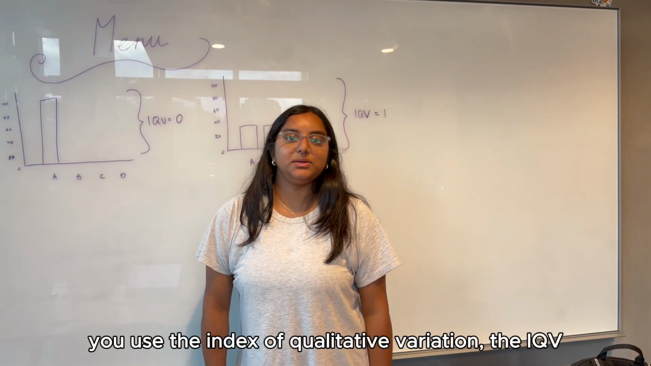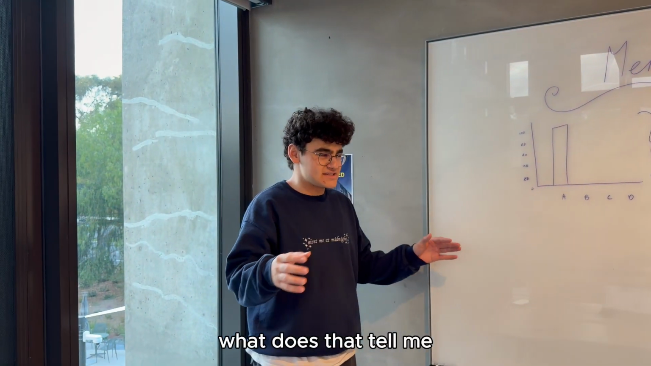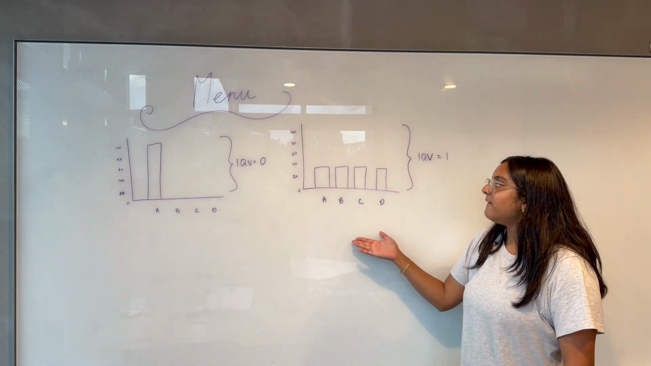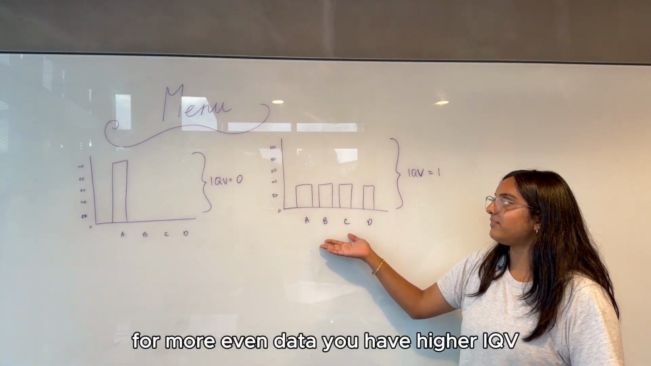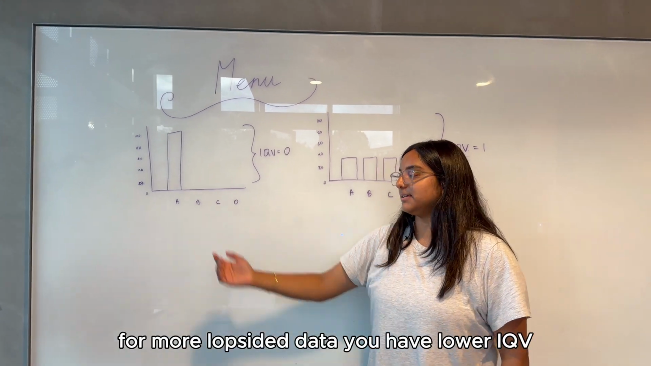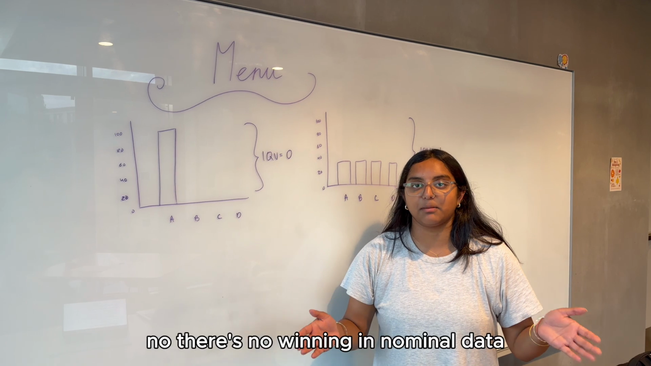For nominal data, you use the index of qualitative variation, the IQV. But what does that tell me? How evenly the colors are spread across the charts. For more even data, you have higher IQV. For more lopsided data, you have lower IQV. So blue wins. No, there's no winning in nominal data.